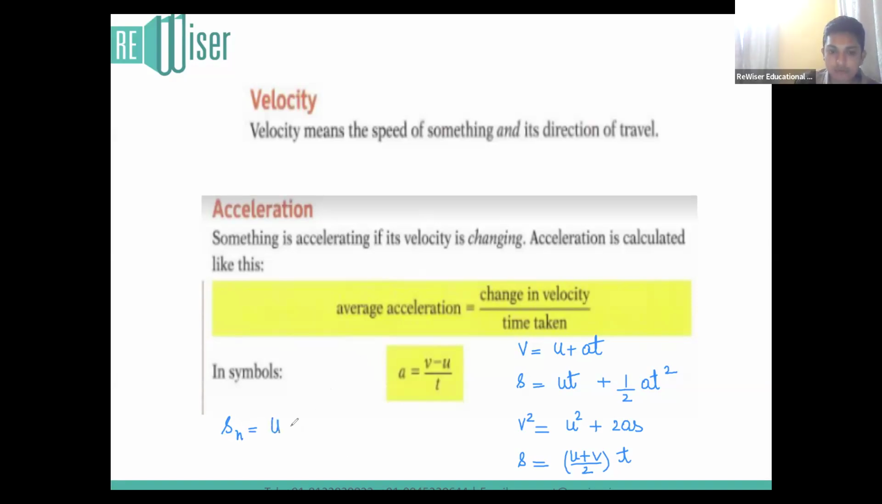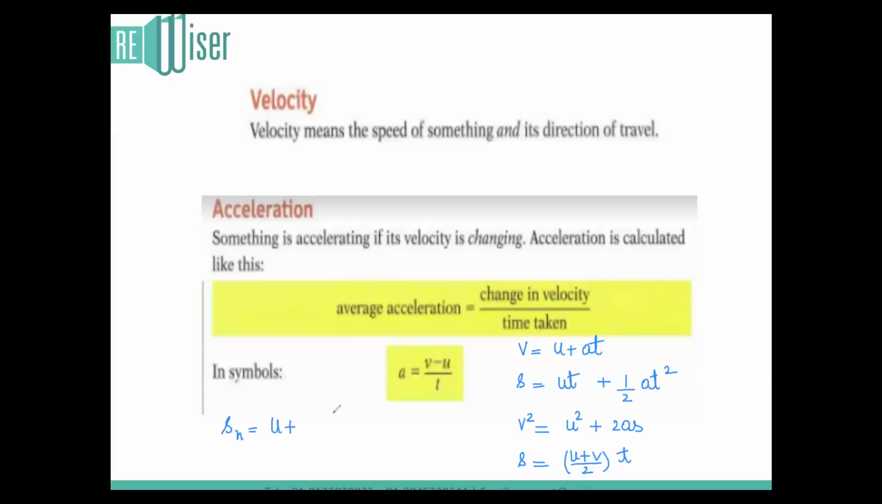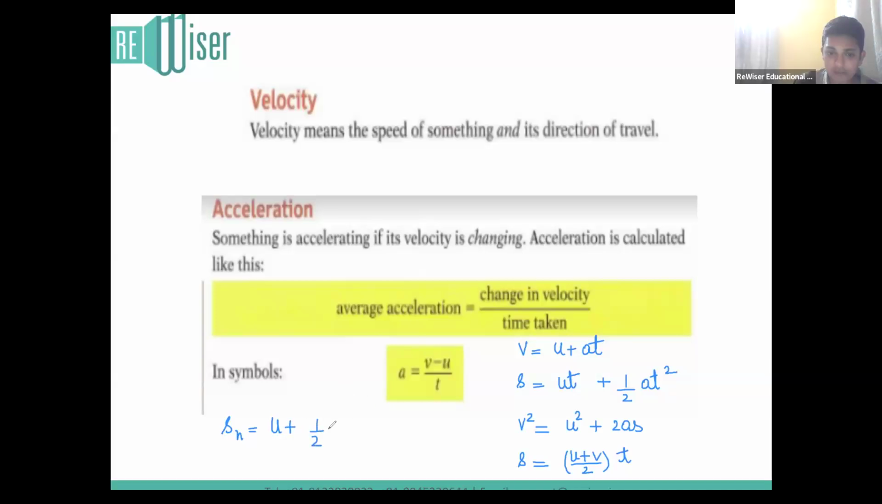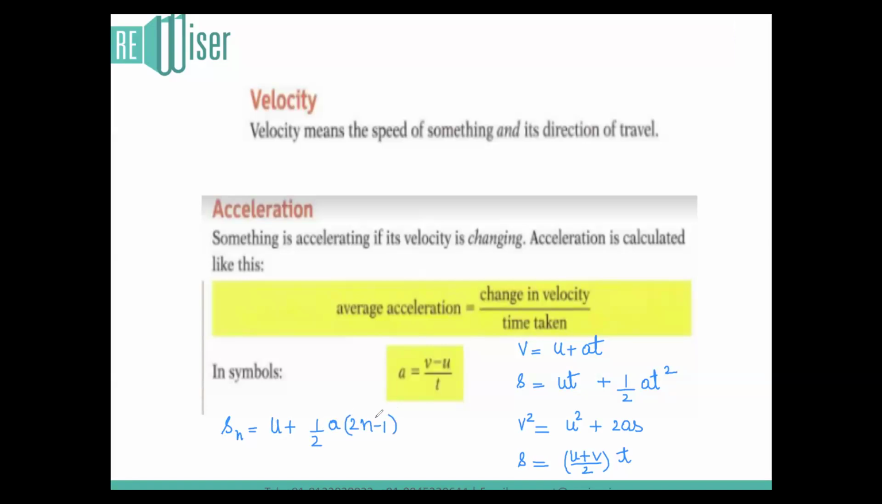It's U plus 1 by 2 A into 2n minus 1. Do you know how this works? No. Simple. Displacement in the nth second is whatever displacement happened up to n seconds minus whatever displacement happened up to n minus 1 seconds. That's it. Simple.